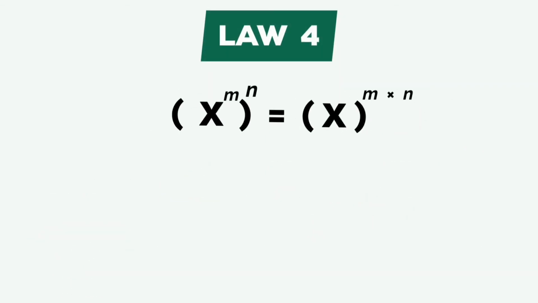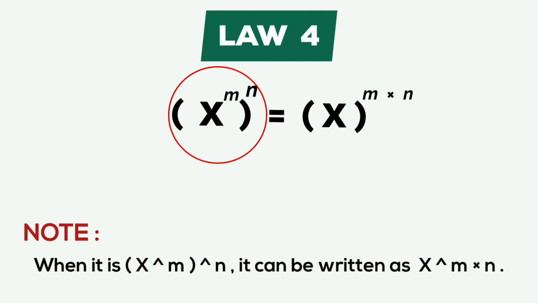Fourth law, x to the power m whole to the power n is equal to x to the power m into n. When the base x consists of power m and the whole term consists of power n, then it can be written as x to the power m into n.